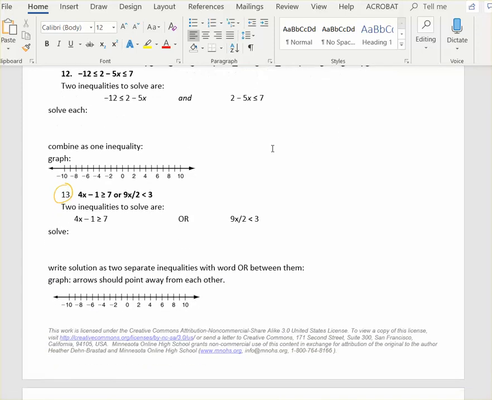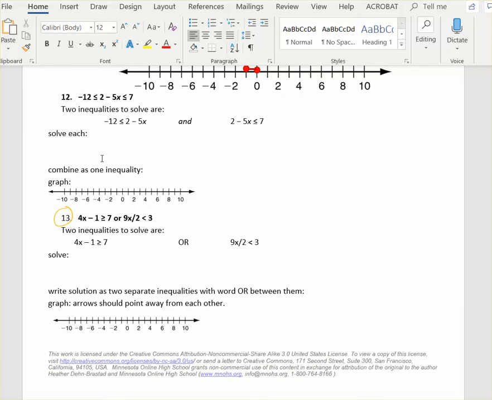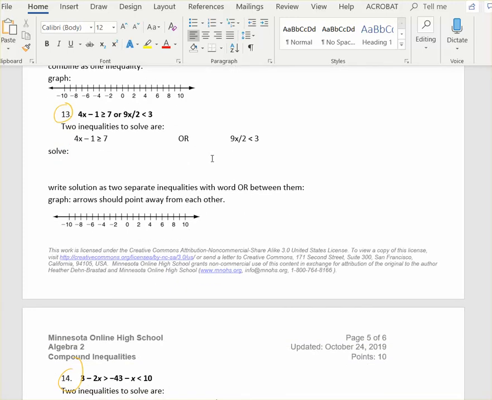All right, 12 is solved in the other video if you need to check how to do that one. 13, let's start 13 and then I'll let you finish it. So the two inequalities to solve. This is an OR problem. That means they're very easy to pick out the two inequalities because they're already there. So I just rewrote them again to make it a little bit easier. Then we're going to solve each of these.